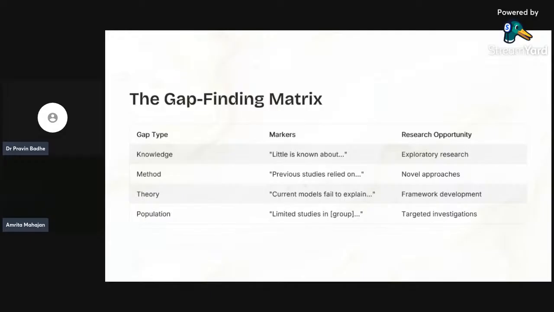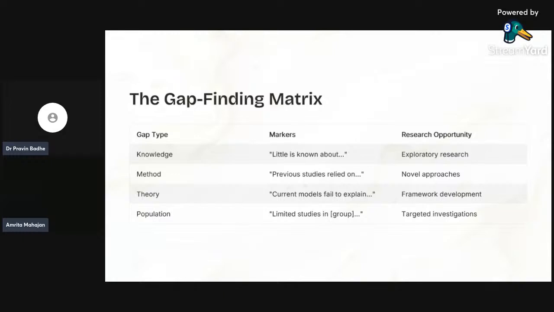Then comes the theory gap. This gap occurs when already existing theories or models are insufficient to explain a phenomenon. The markers are phrases like "current models fail to explain" or any theory that cannot account for this particular new observation. This invites you to engage in framework development, where the main goal is to create new theories, or refine existing knowledge to better explain a phenomenon. The last is the population gap.